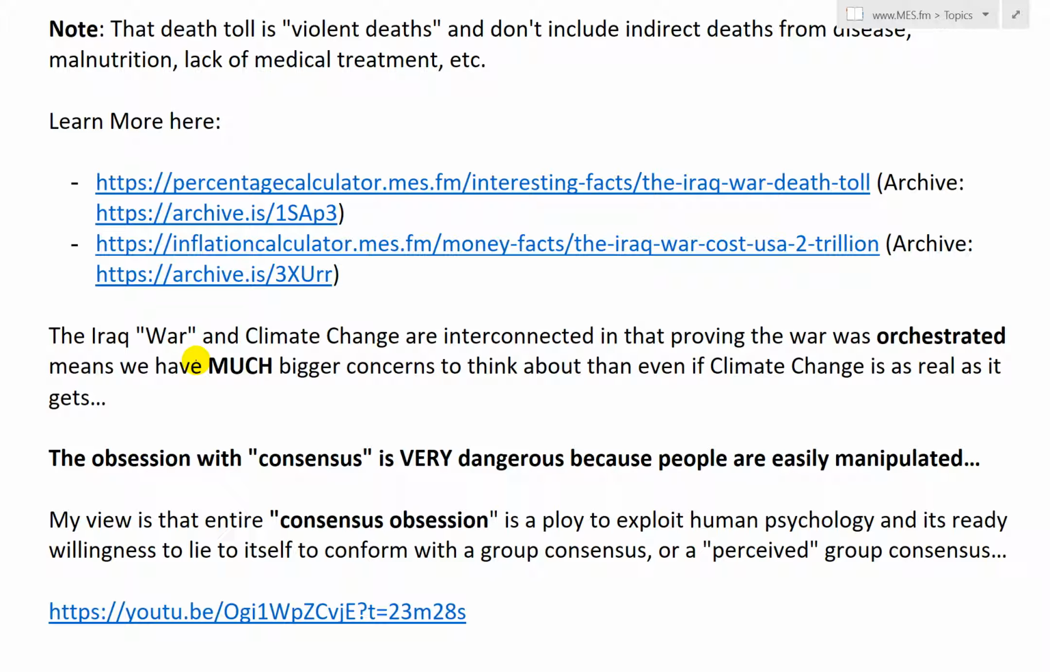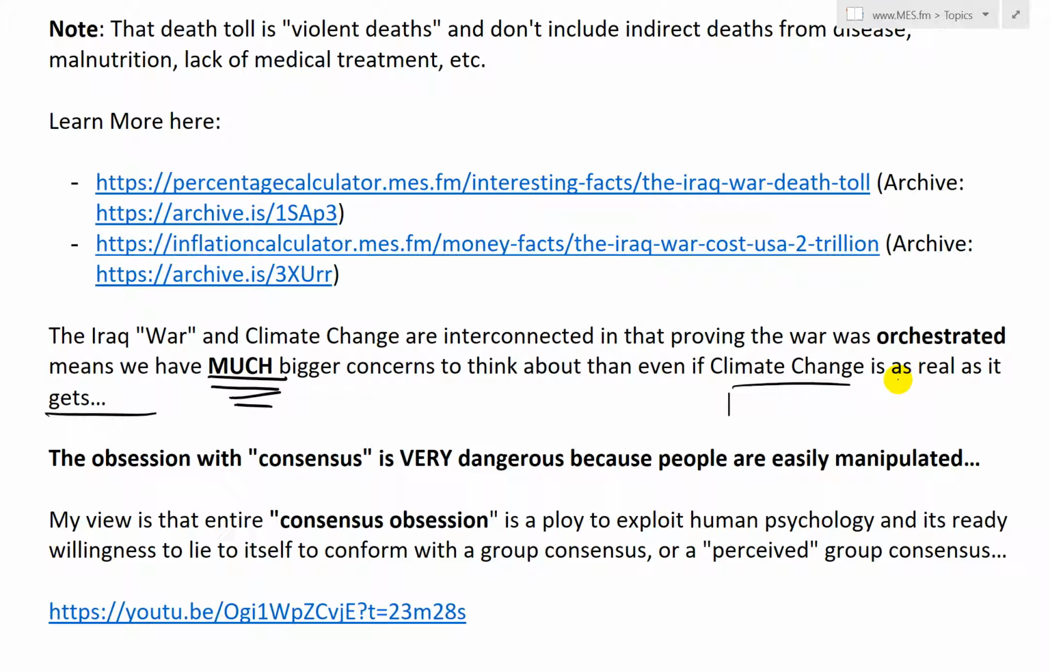People on top are possibly colluding. I'll get to that maybe later. So the Iraq "war" and climate change are interconnected in that proving the war was orchestrated means we have much bigger concerns to think about than even if climate change is as real as it gets. Even if climate change is super real, let's say there's going to be a bunch of changes, floods and whatever around the world.